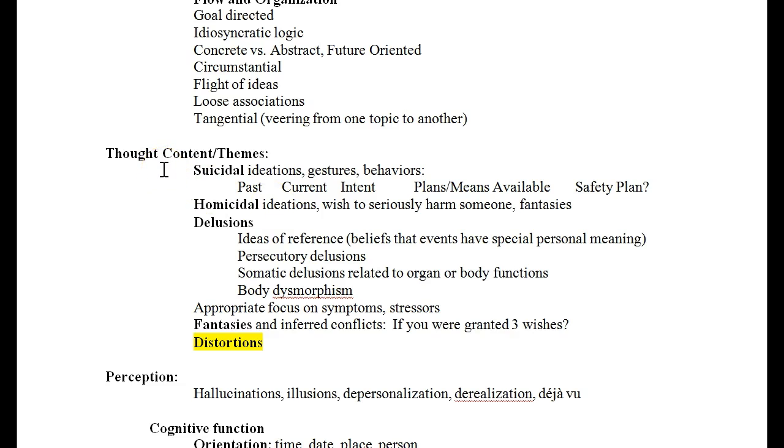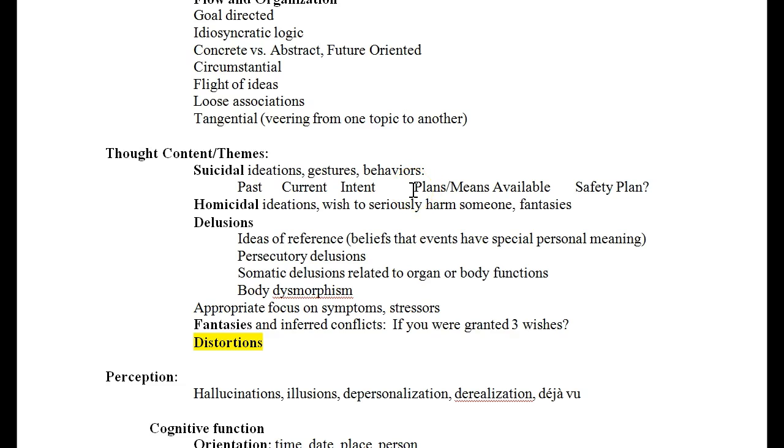And then the content. What is the theme? What is it they're really wanting you to know, as well as, do they have any suicidal ideation, or have they had any gestures or behaviors? Again, this is a time, if you haven't caught it before, to think about whether it has happened in the past, and how recent. What's happening now? Does it come with intent? And what is their plan? You want to ask about a plan.